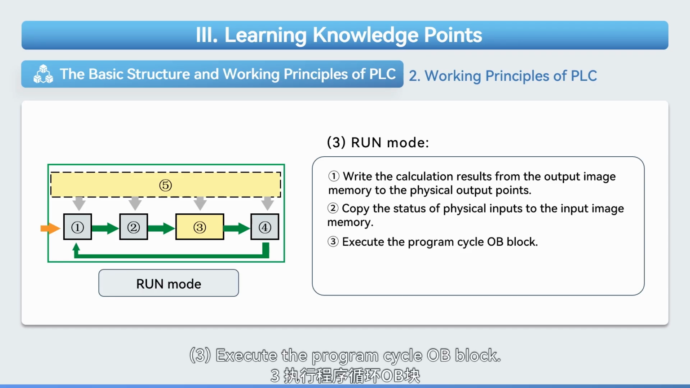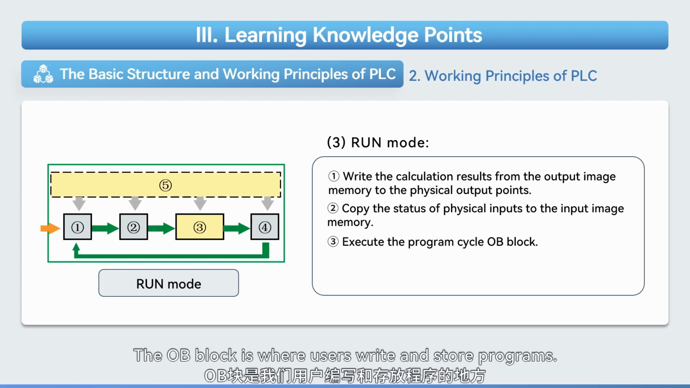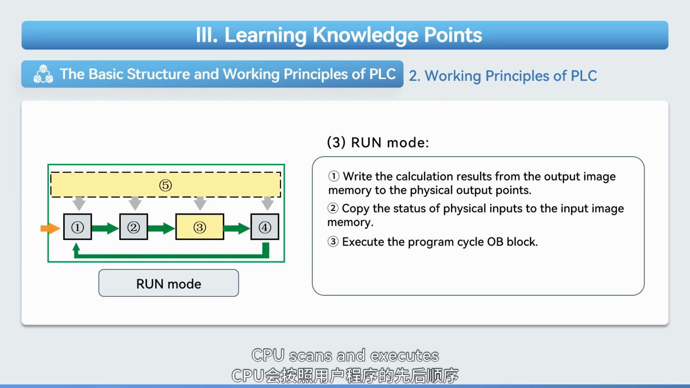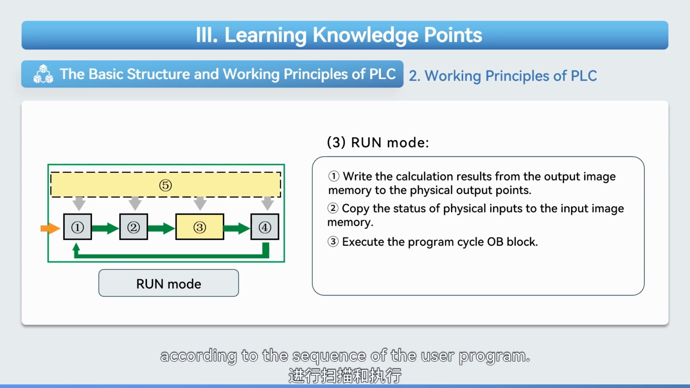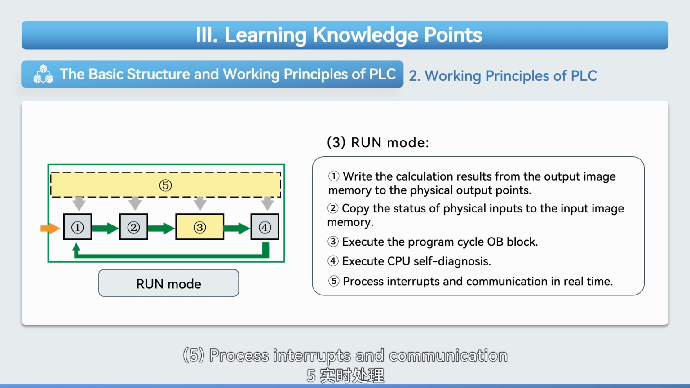3. Execute the program cycle OB block. The OB block is where users write and store programs. The CPU scans and executes according to the sequence of the user program. If there are no jump instructions, the CPU will start executing the user program from the first instruction one by one until the end of the program. 4. Execute self-diagnosis. 5. Process interrupts and communication in real time.